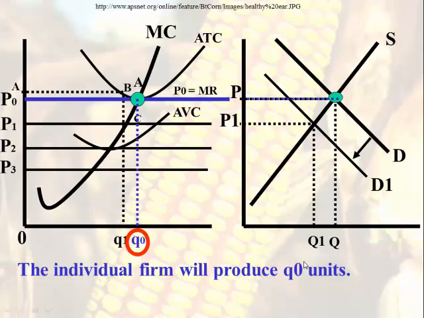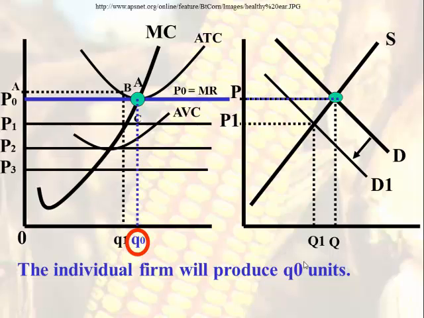They're earning what they would have earned with those resources if they were used someplace else. Is the firm allocatively efficient at point A? Yes, the firm is allocatively efficient and the market is allocatively efficient. How do we know that? Because the price is equal to the marginal cost at that output. We know that P is equal to MC.